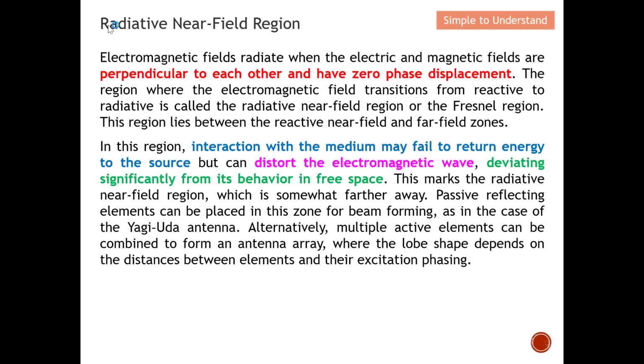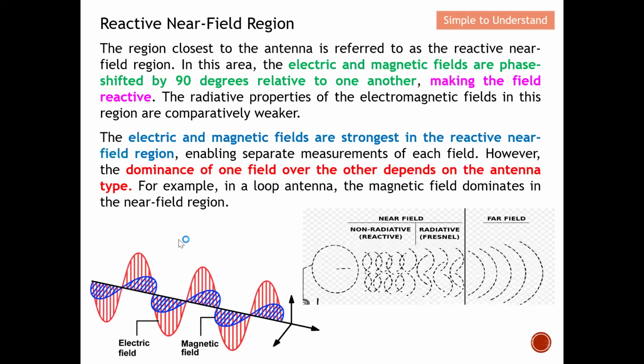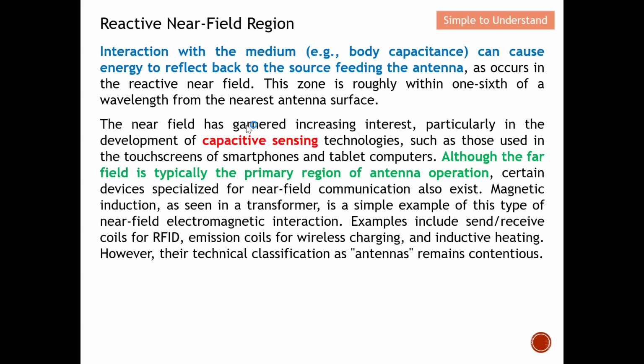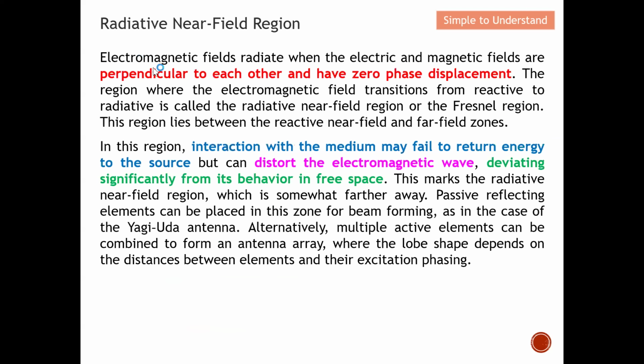Now I would like to concentrate on the radiative region, which is further away. Earlier I talked about the reactive region, so now I will mention the radiative portion. The electromagnetic field radiates when the E and H fields are perpendicular to each other, as I mentioned earlier. In this radiative near field region, they have zero phase displacement, which means zero phase difference, so they are all in phase, which means they reach the maximum and minimum possible values together.